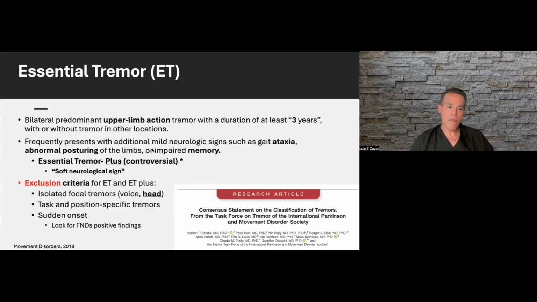Now, an important thing here is the exclusion criteria, okay? Number one, tremors isolated in the voice or head. This is not essential tremor, this is something else. Look for something else, okay? Now, I will tell you that people with essential tremor have a voice tremor in approximately 60-65% of the times.